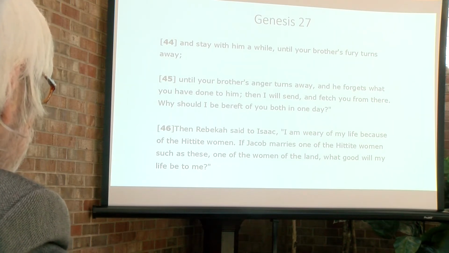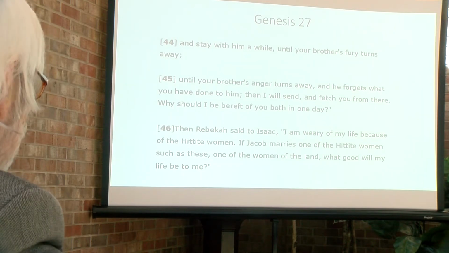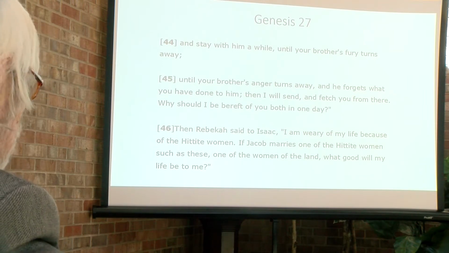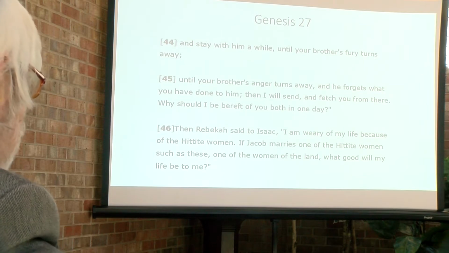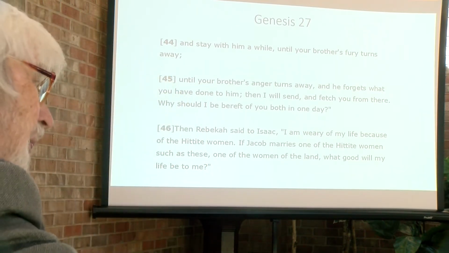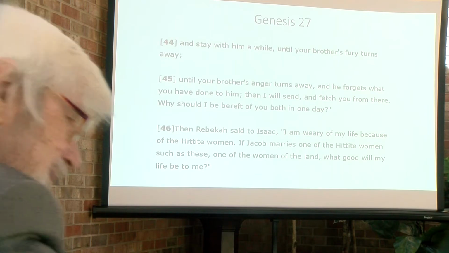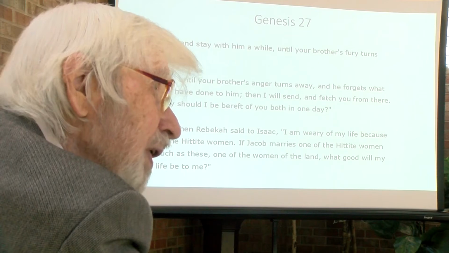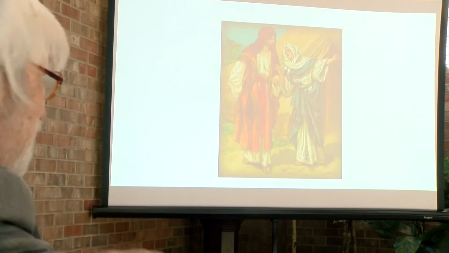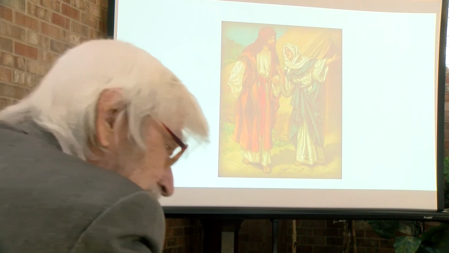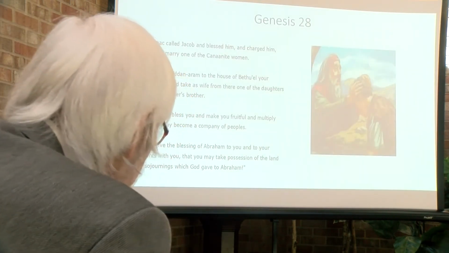Then Rebekah said to Isaac, I am weary of my life because of the Hittite woman. If Jacob marries one of the Hittite women such as these, one of the women of the land, what good will my life be to me? There's a description for Isaac and Rebekah's family. What's that? Dysfunctional in every sense of the word. Here is Rebekah telling Jacob, get out, leave as fast as you can.